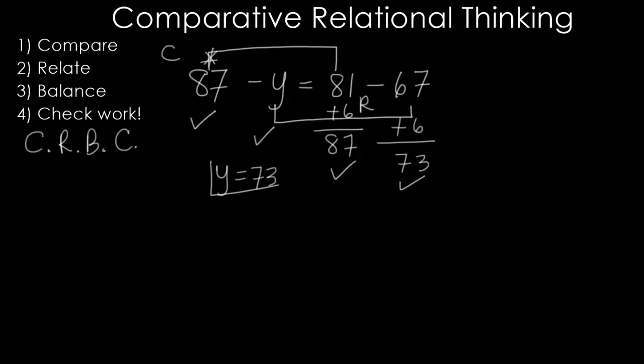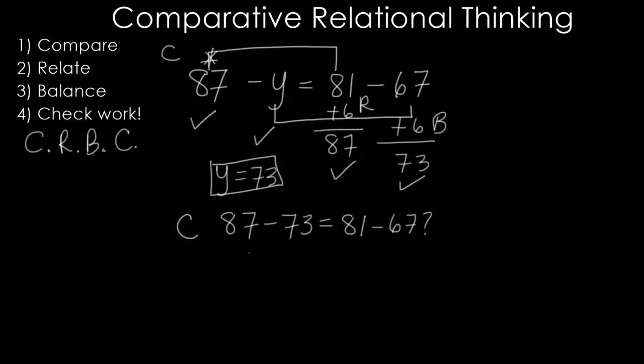But what do I need to do next? Okay, this was balance. The next thing says check our work, right? Check the work. I need to write down the original problem. 87 minus y, what are we saying y is equal to? 73 equals 81 minus 67. Is this a true statement? Is this true? Let's see.